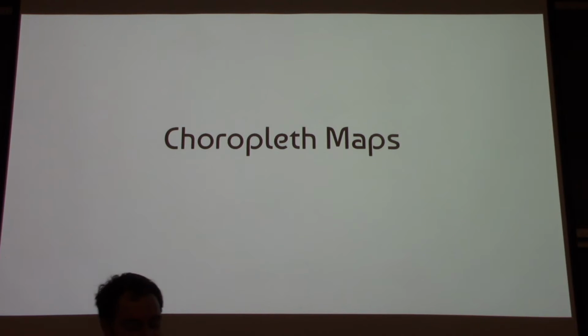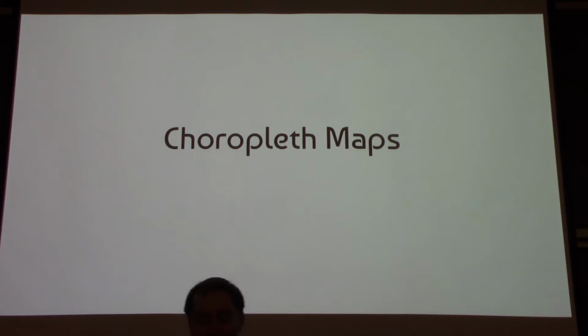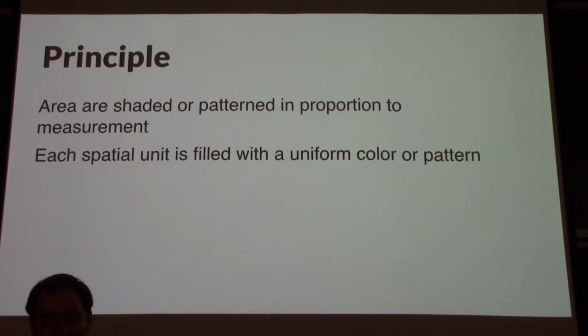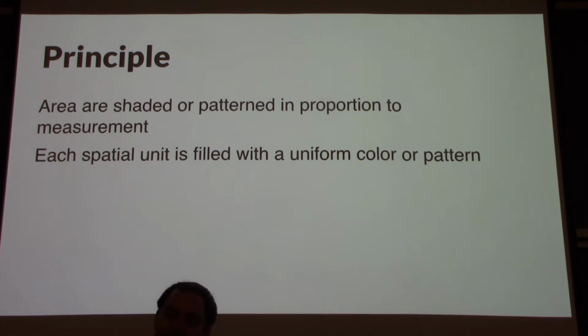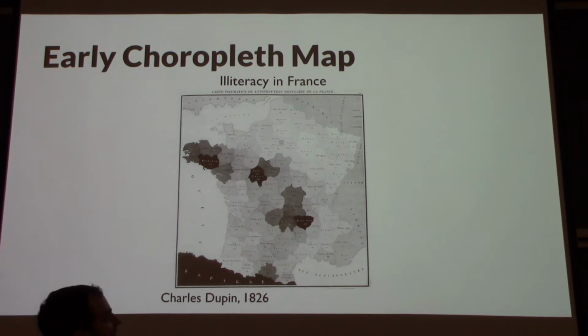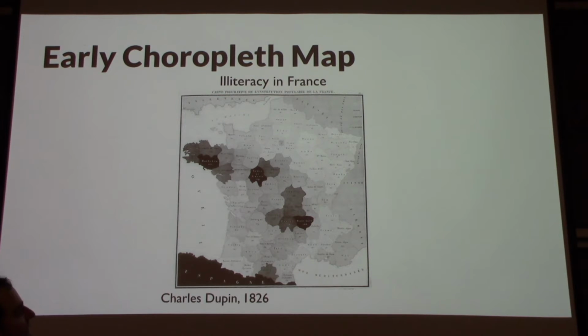Okay, so this is the basics of maps, and now let's talk about how we encode data on top of maps. A key thing is of course choropleth maps. The principle of choropleth maps is that areas are shaded or patterned in proportion to a certain measurement, a certain variable. Each spatial unit is filled with a uniform color or a pattern. Here are a couple of early choropleth maps. This is a map of France and the various districts in France.